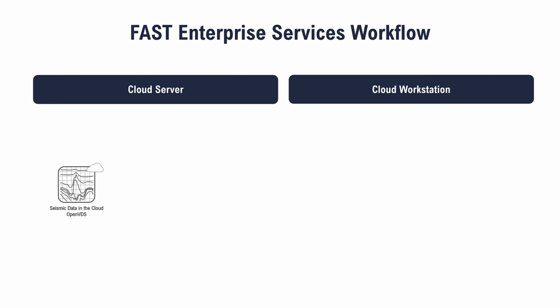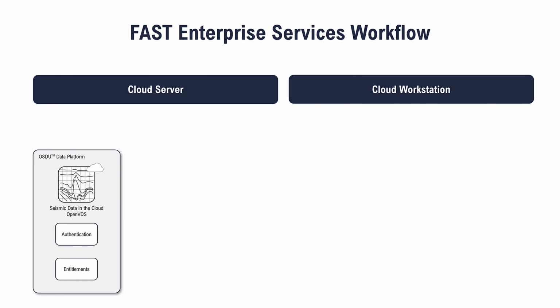Now, let's talk about a new product that gives a new way of accessing data from a centralized source for rapid interpretation. Fast Enterprise Services really takes Fast to the next level, allowing you to connect with data on the Open Group OSDU data platform and scale across multiple workstations. All authentication and entitlements are handled by OSDU. The potential that the OSDU delivers is a single central repository of data, including seismic data stored in OpenVDS. More vendors are endorsing it as the single central format for seismic data.